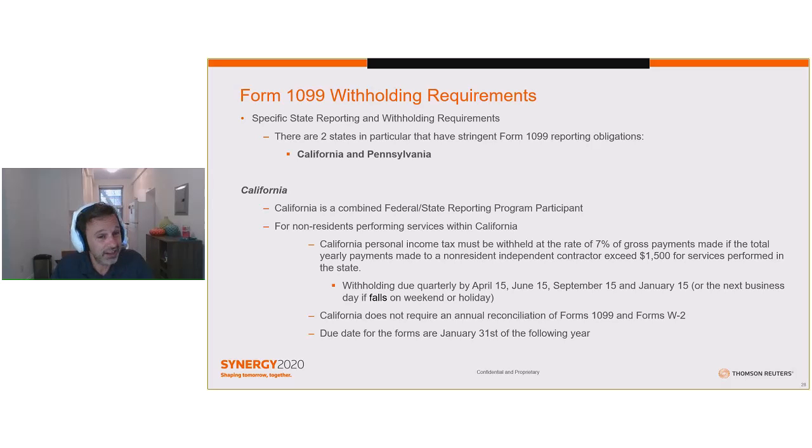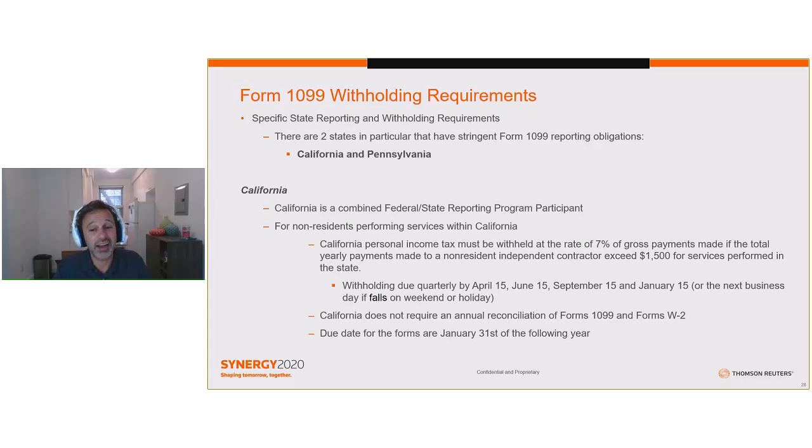So we don't have to send separate forms to California. As we said before, for the non-residents performing services in California, there's a withholding rate of 7% on gross payments if there's more than $1,500 in services in the state. What California has done is tried to make this very similar to employee withholding in that they want you to use a pay-as-you-go system. So not just withhold at the end of the year or withhold from one payment. They want you to withhold continually and to report and remit those taxes on regular tax quarterly due dates. So April 15th, June 15th, September 15th, and January 15th.